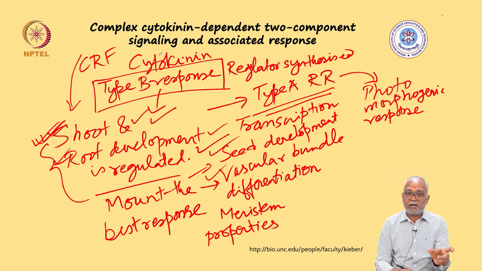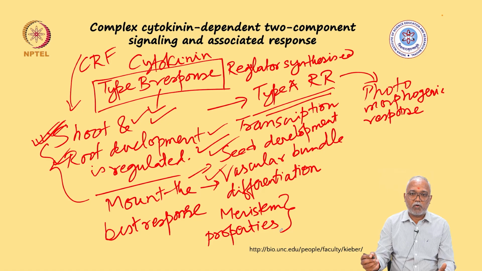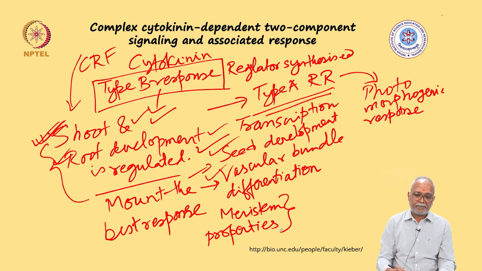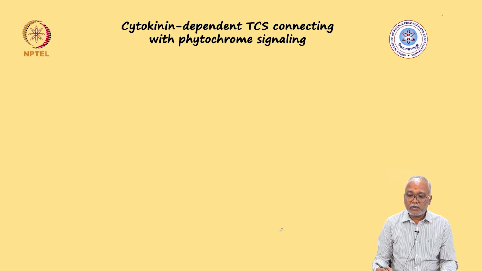So if it is a shoot cell, it will be regulating the shoot development. If it is a root cell, it will be regulating the root development. If you are talking about the meristematic tissue region, it will be affecting the meristem formation and so on. So you can relate how a single type of sensor kinase or histidine kinase is responding to the same molecule and giving different outputs.